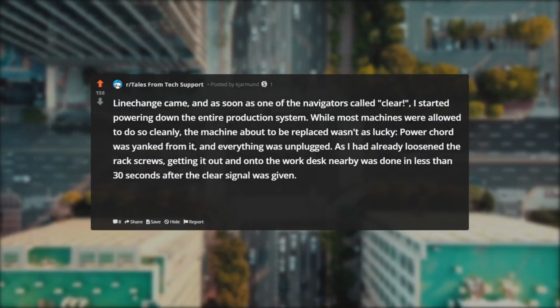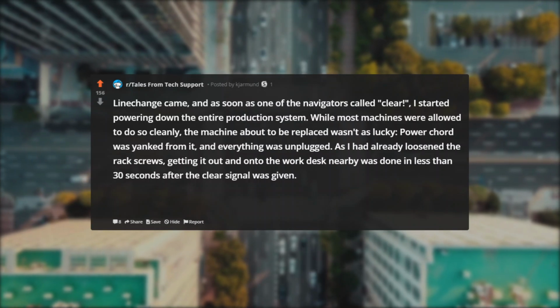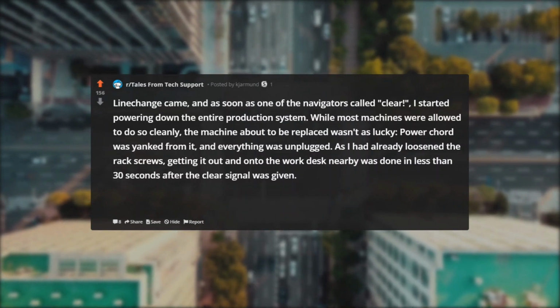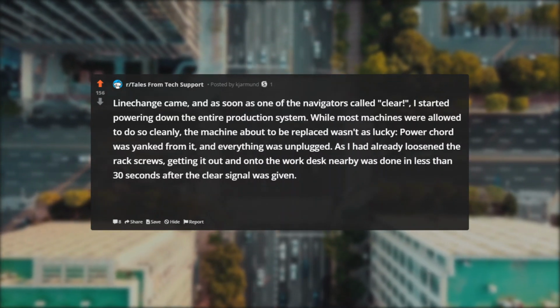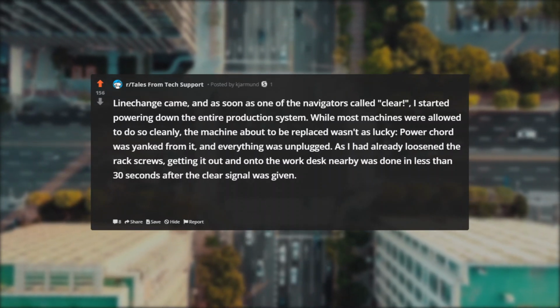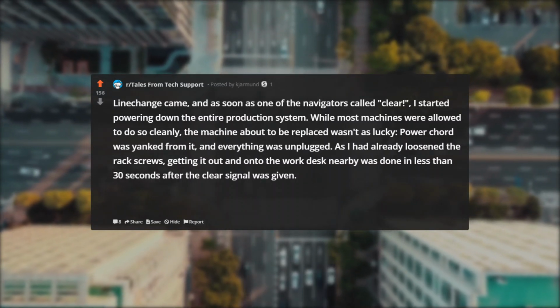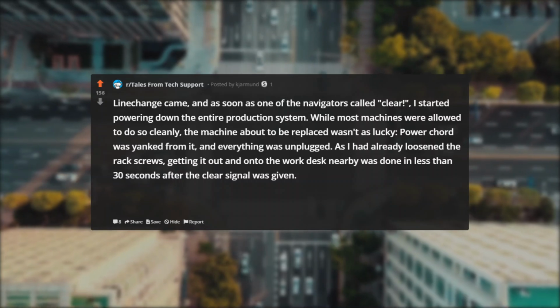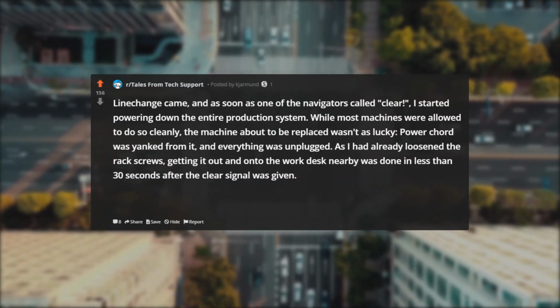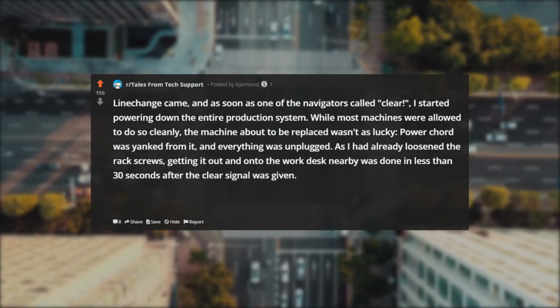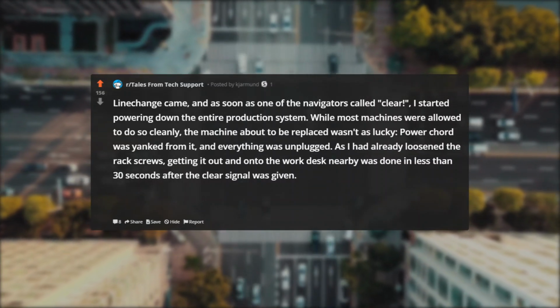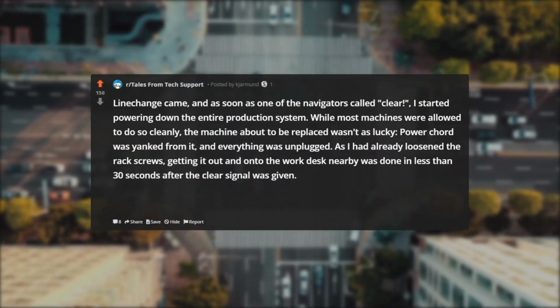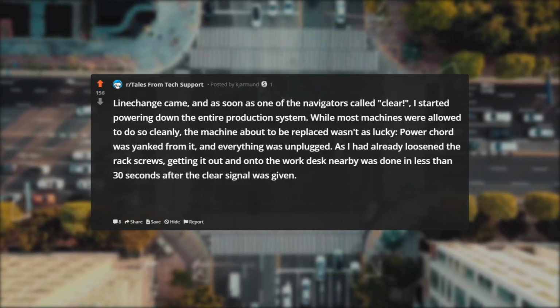Line change came, and as soon as one of the navigators called clear, I started powering down the entire production system. While most machines were allowed to do so cleanly, the machine about to be replaced wasn't as lucky. Power cord was yanked from it, and everything was unplugged. As I had already loosened the rack screws, getting it out and onto the work desk nearby was done in less than 30 seconds after the clear signal was given.